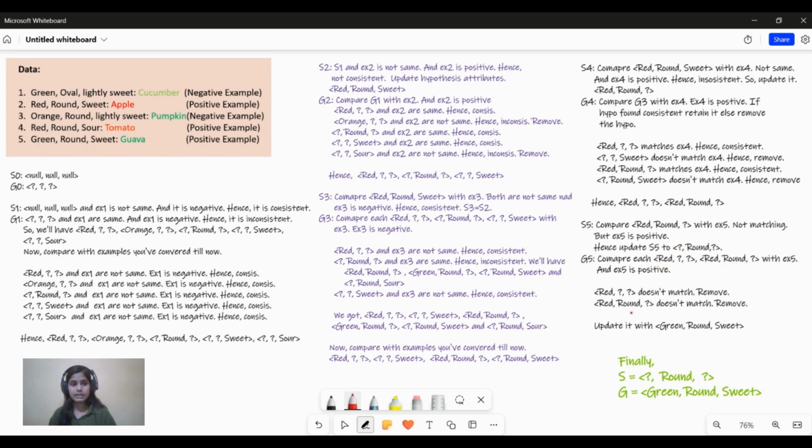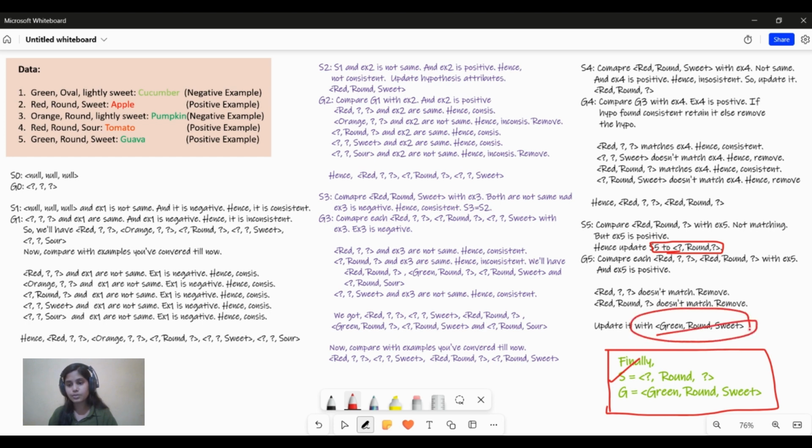So that's it. We have come to the final hypothesis, which is for specific, we have question mark, round, and question mark. And for general, we have green, round, and sweet. So this is the final hypothesis. Whew, this is too much. I never spoke continuously for this much time, and it is a very bad experience.